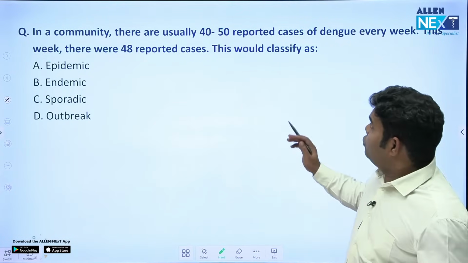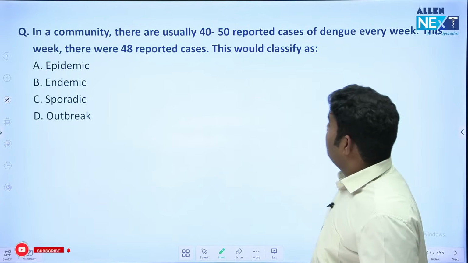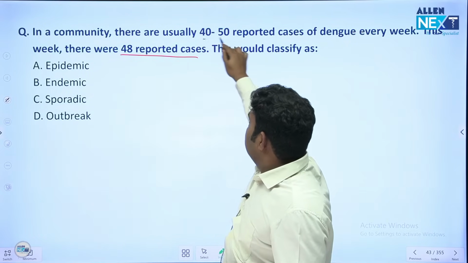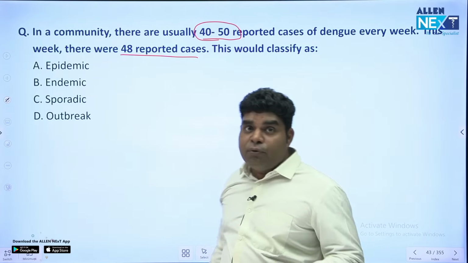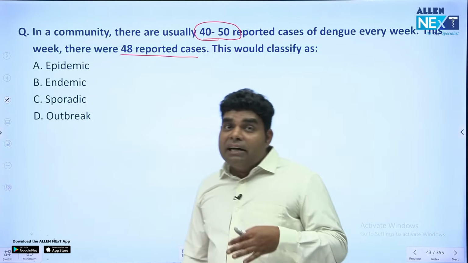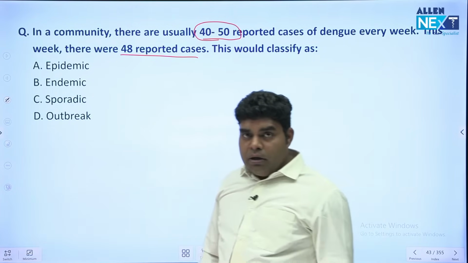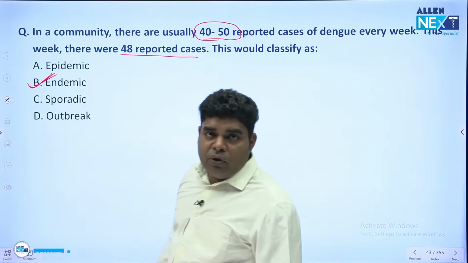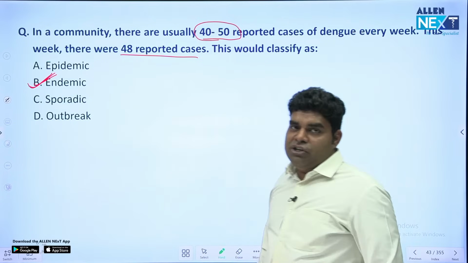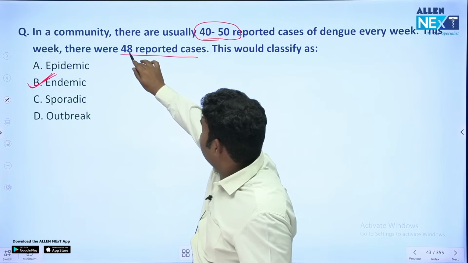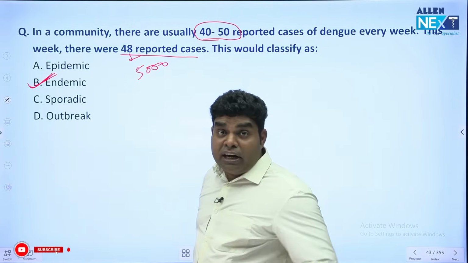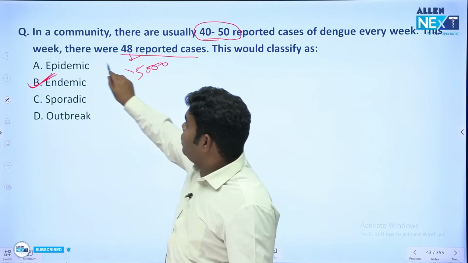In a community, there are usually 40 to 50 reported cases of dengue every week, and this week 48 cases were reported. So the expectation is 40 to 50, and our result is coming within the expectation. If it is within the expectation, we call it endemic. If in place of 48 they had written 5,000 cases, that is much more than expectation, and we call it epidemic.